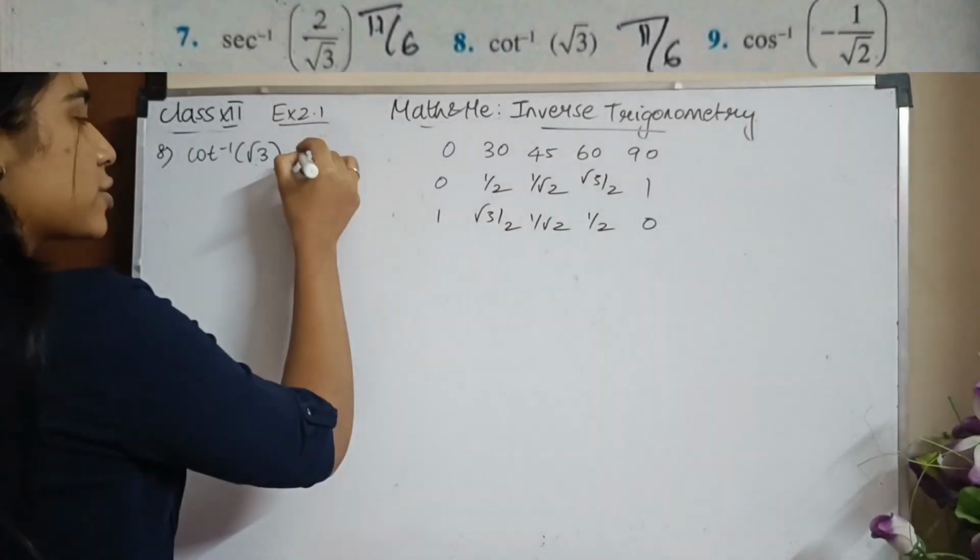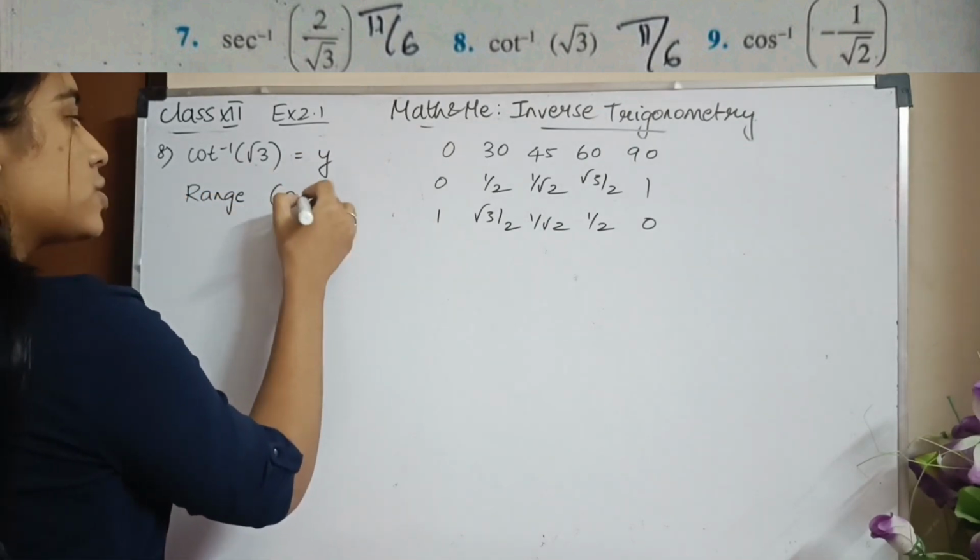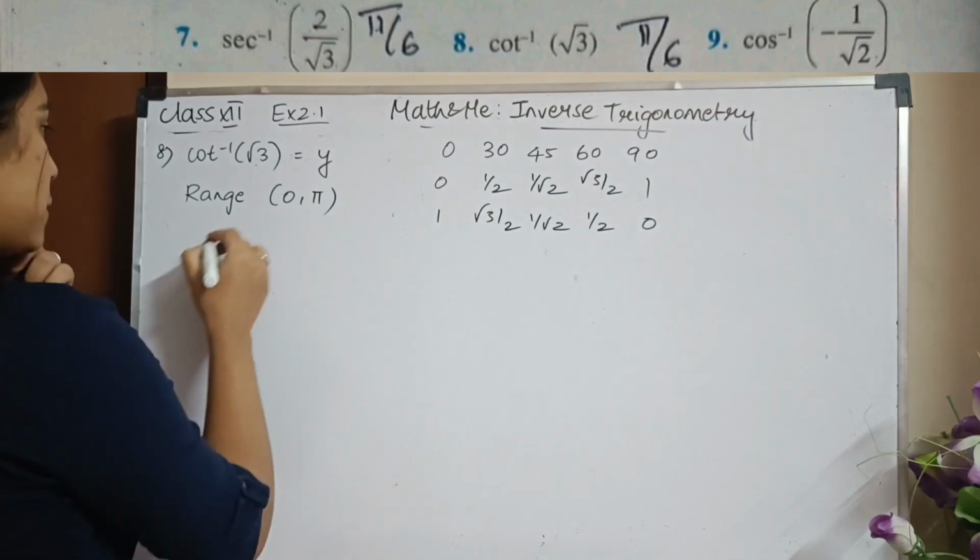Cot inverse of root 3. So first step, equal to y. Second step, what is my range? All the values excluding 0 and pi. What is my third step?